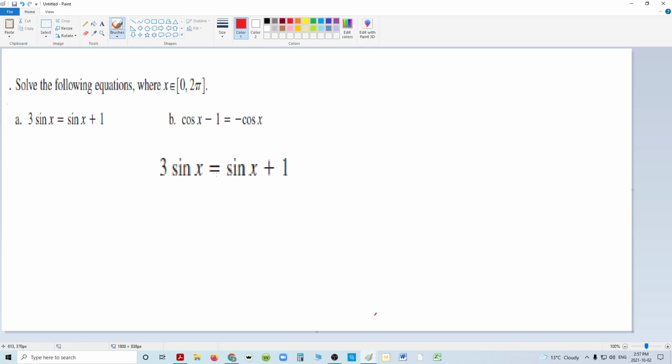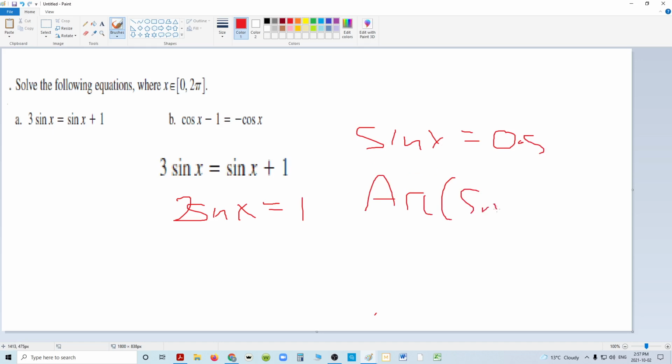If I subtract sine x from this side, I get 3 sine x minus 1 sine x. That's clearly 2 sine x is equal to 1. If I divide by 2, I get sine x is equal to 0.5. To solve for x, I have to take the arc sine of both sides, and I'll be left with x is equal to the arc sine of 0.5.